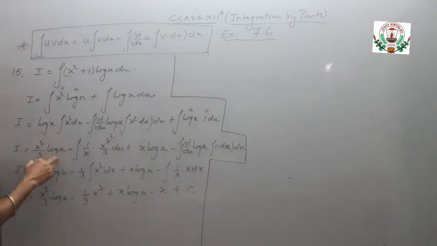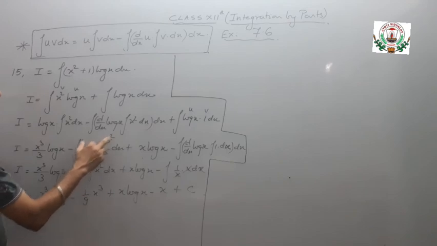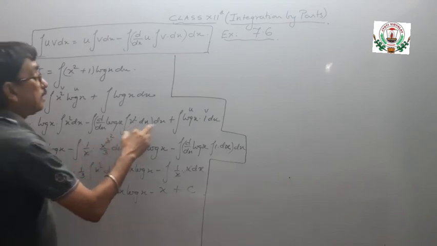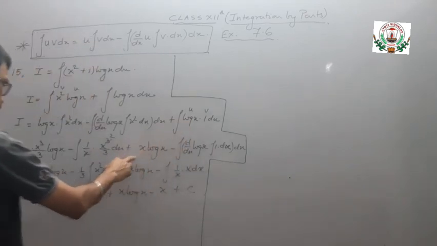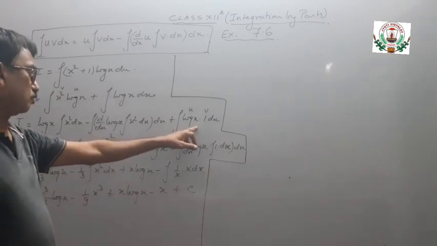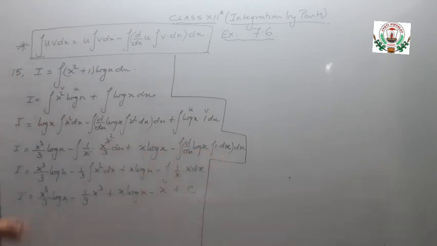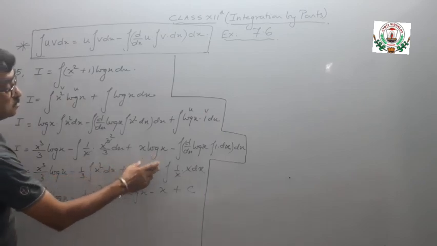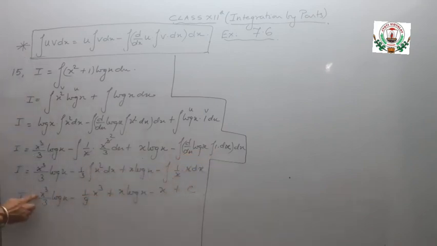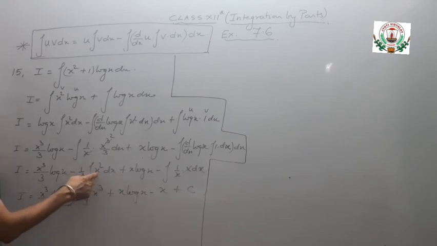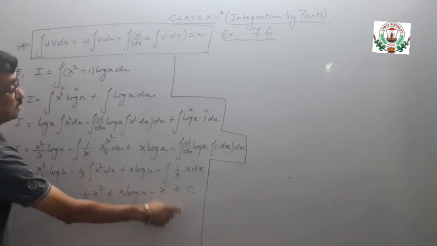So, x cube by 3 log x, minus d by dx of log x, 1 by x, x square by 3 dx, x cube by 3, x and x cancel, x square by 3, and x log x. This will become plus log x, integration of 1 is x, minus integration of d by dx of log x, integration 1 dx. x cube by 3 log x minus 1 by 3 x square dx plus x log x, and d by dx of log x is 1 by x, integration of 1 is x, x and x cancel out. So x cube by 3 log x minus integration of x square dx will be x cube by 3, so it will become 1 by 9 x cube, plus x log x minus x plus c.